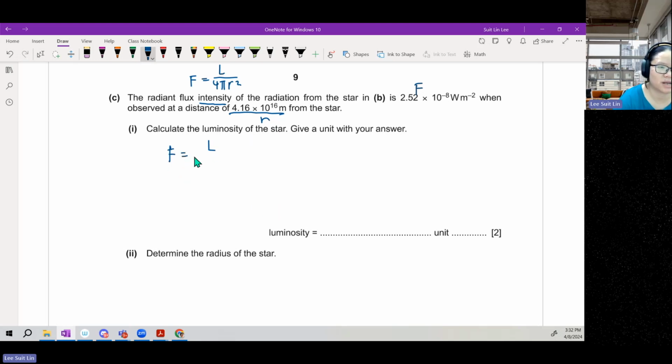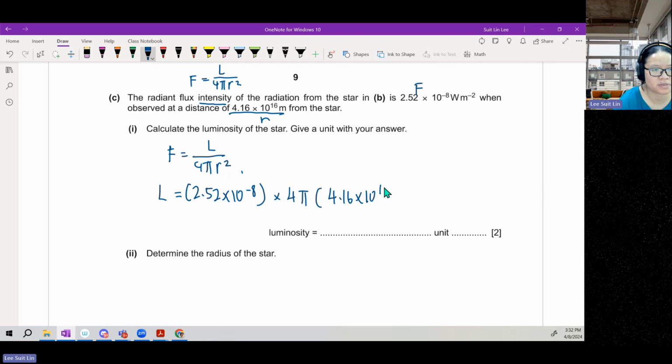F is equal to L over 4 pi r squared, or 4 pi d squared. So from here, if I want to calculate L, I will take F, 2.52 times 10 to the power -8, times 4 pi, and the distance is 4.16 times 10 to the power 16, squared. From here, you can calculate luminosity. Let me check my answer.